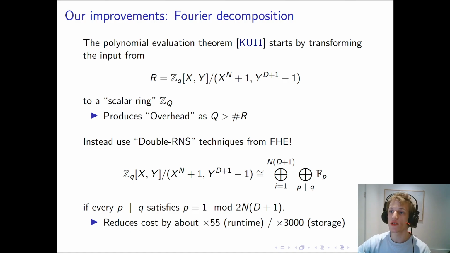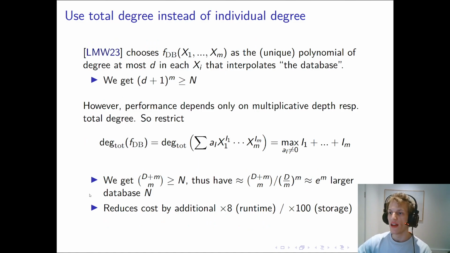Okay, now let's go to our second main improvement. It deals with the choice of the polynomial F_TB. In the paper by Lin, Mook, and Wichs, they choose F_TB as an interpolation polynomial that has degree at most d in each of the variables x_i. And if we fix the d, then it turns out that the number of monomials of the resulting polynomial is (d plus 1) to the m. And of course, since we can encode at most one database entry per monomial, we need (d plus 1) to the m to be at least n.